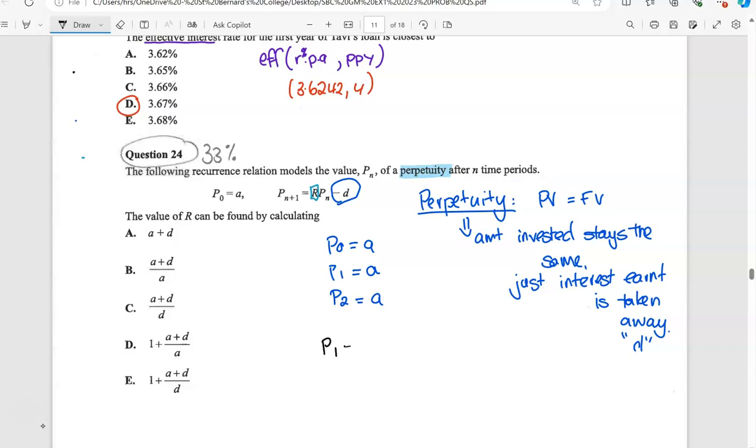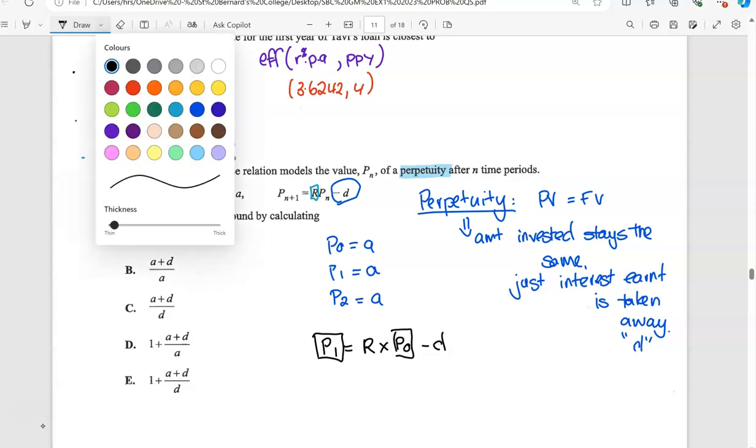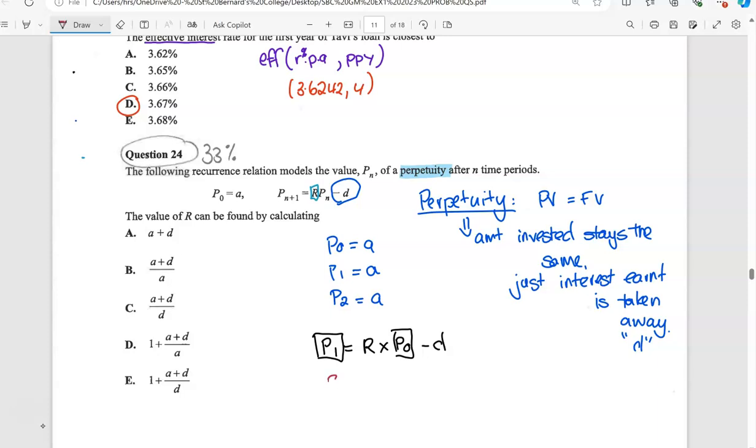What if you did this? P1 would have been found by going R times P0 minus D. Now, you know that these two are the same, and they told me they are A. So I've got A equals R times A minus D. Now, they want you to find R. So you just keep moving things around. Let's move this over. You'd have A, what's the opposite to minusing? Plus, and that equals R times A.